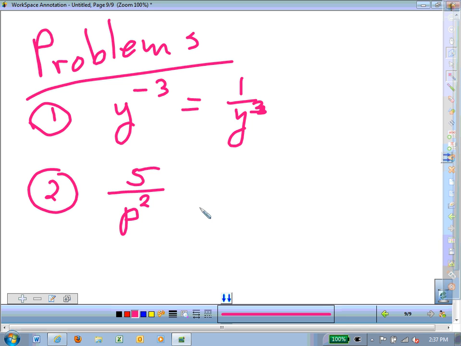Here I've written a fraction, right? 5 over p squared. Kind of. What would that be if I didn't want to use a fraction? In both of those cases, there's really not a reason for one over the other, except in context. One might be more beneficial.